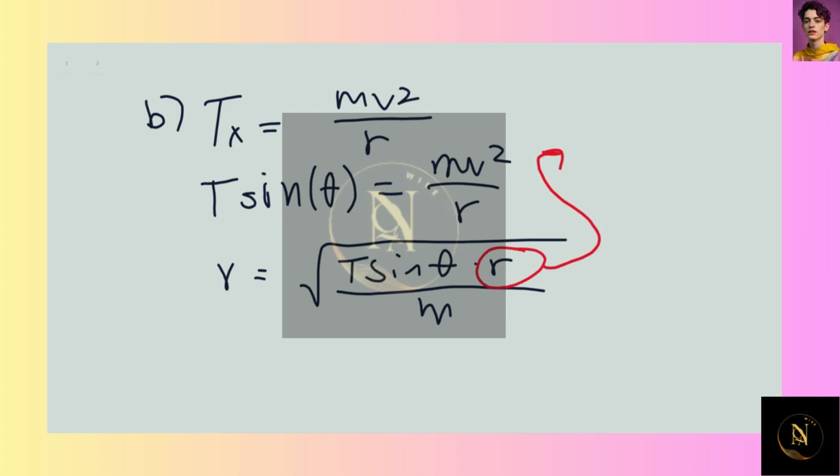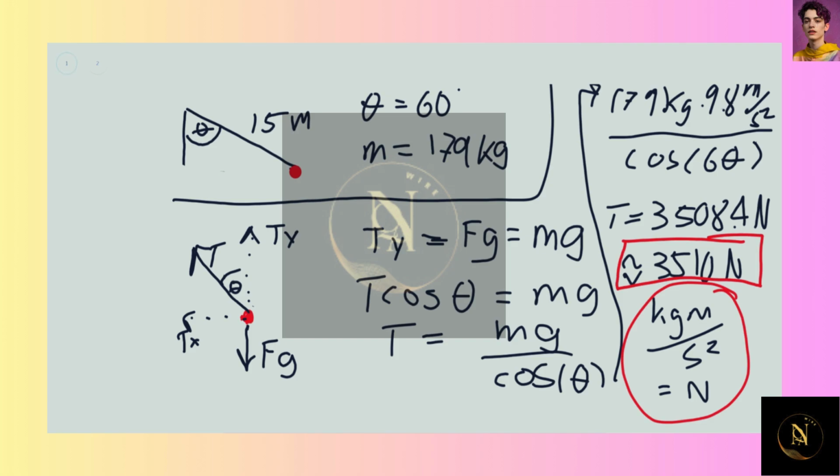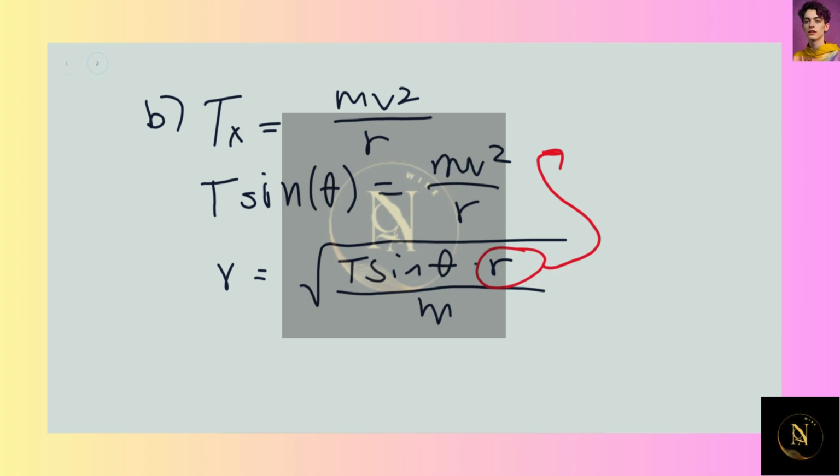And now we realize that r is not actually given in the problem, but we can determine it very easily using trigonometry. So r, right, is this section that I'm dotting red right now. But since we know our angle theta and we know that our hypotenuse is 15 meters, we can see very easily that r must be equal to 15 times the sine of theta, since the sine of theta is equal to r over 15 by trigonometry laws.